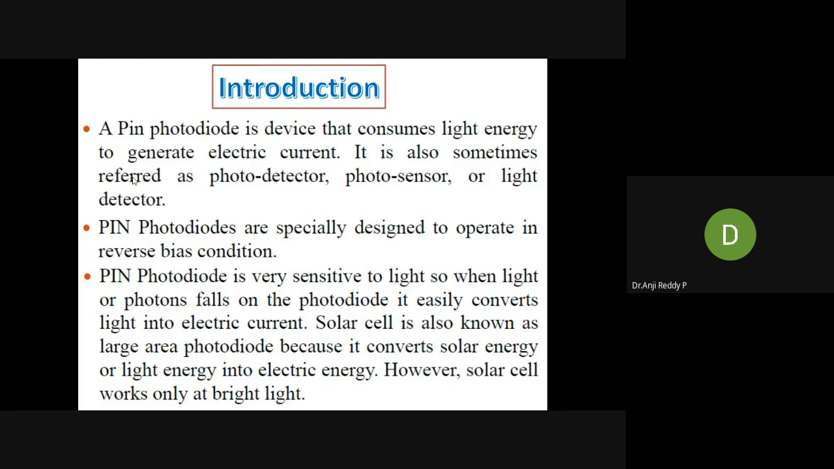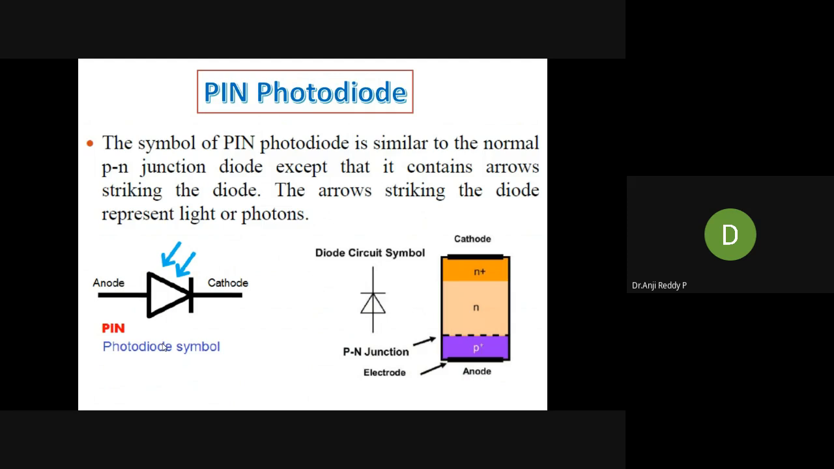And this is very sensitive to light. PIN photodiode is very sensitive to light, so when light or photons fall on the photodiode, it easily converts light into electric current. Solar cell is also the same concept. Solar cell is also known as a large area photodiode because it converts solar energy or light energy into electric energy. However, a solar cell works only at bright light. Remember. Okay, now we can observe the symbol. Is there any difference between the symbol of solar cell and PIN photodiode?